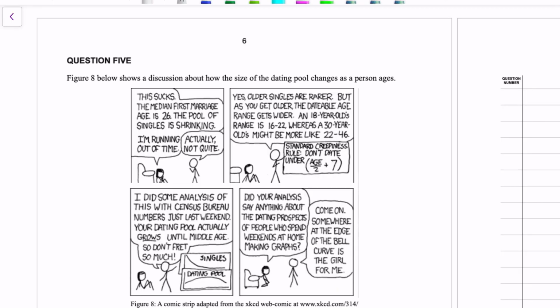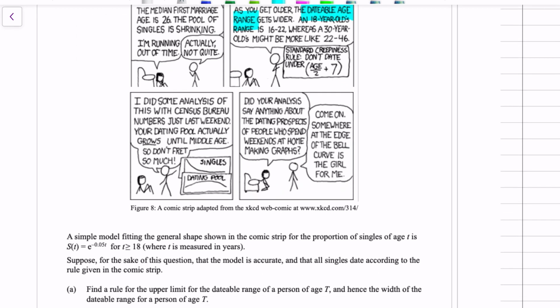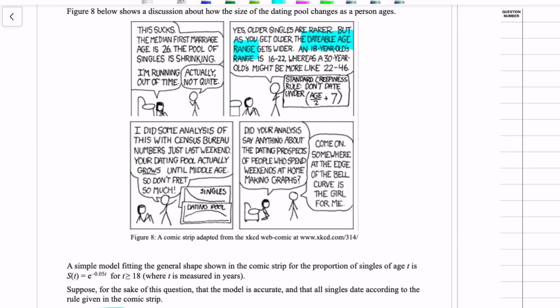I think any exam that references the comic strip or the webcomic XKCD is doing a pretty good job. So it's all about the dating pool and how the dating pool is growing over time up to a certain point. But the first part of the comic here talks about the dateable age range, so we need an expression for that. The question says here, find a rule for the width of the dateable range. So that's our first part to do, using the standard creepiness rule of don't date anyone under half your age plus 7.